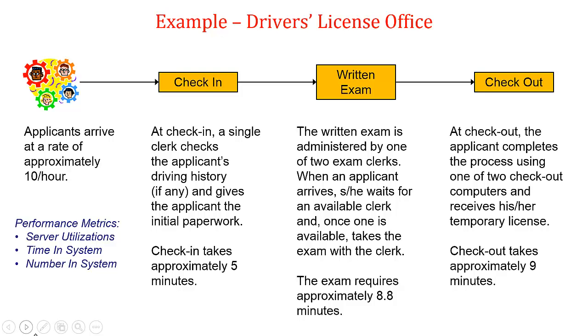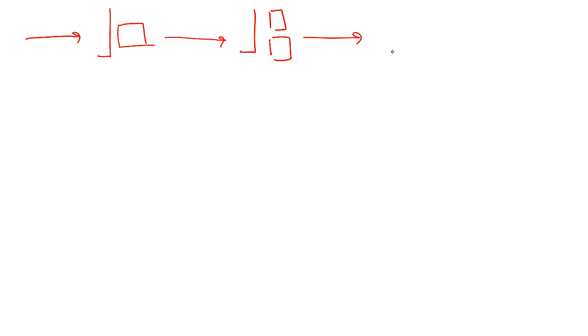Let's look at this in a little bit of detail. I'm going to represent the system this way. We're going to have arriving applicants, and a queue and then a server that represent the check-in process, followed by a queue and 2 servers that represent the written exam process, and a queue and 2 servers that represent the checkout process. Our system can be represented as these 3 basic queuing systems. We're going to then develop the system state representation, identify the events, and then develop the event logic based on this paradigm.